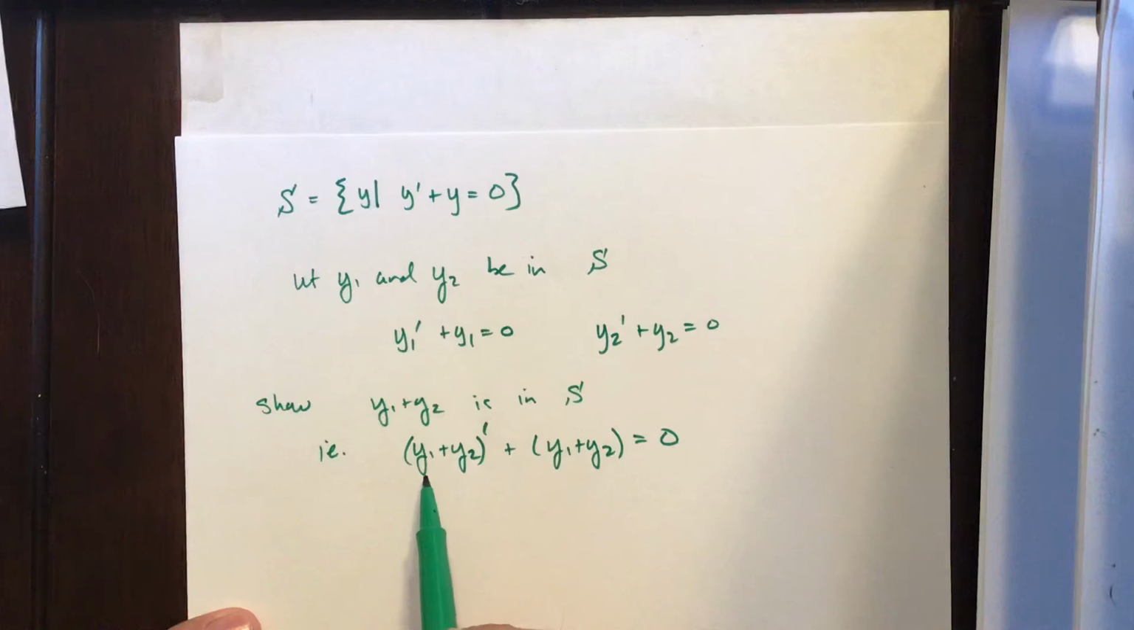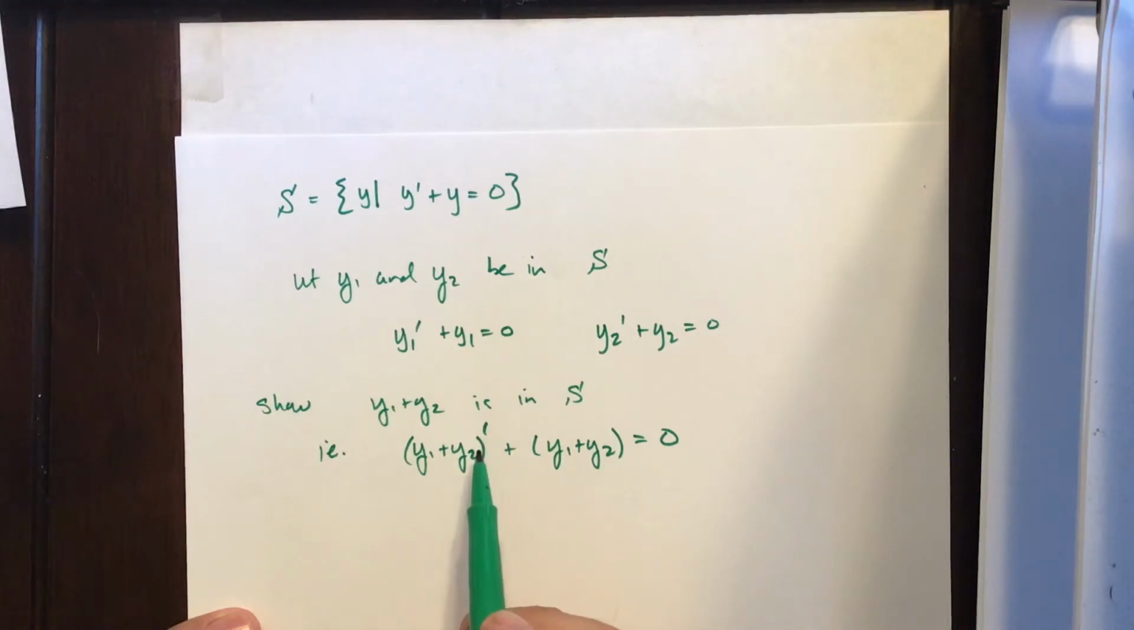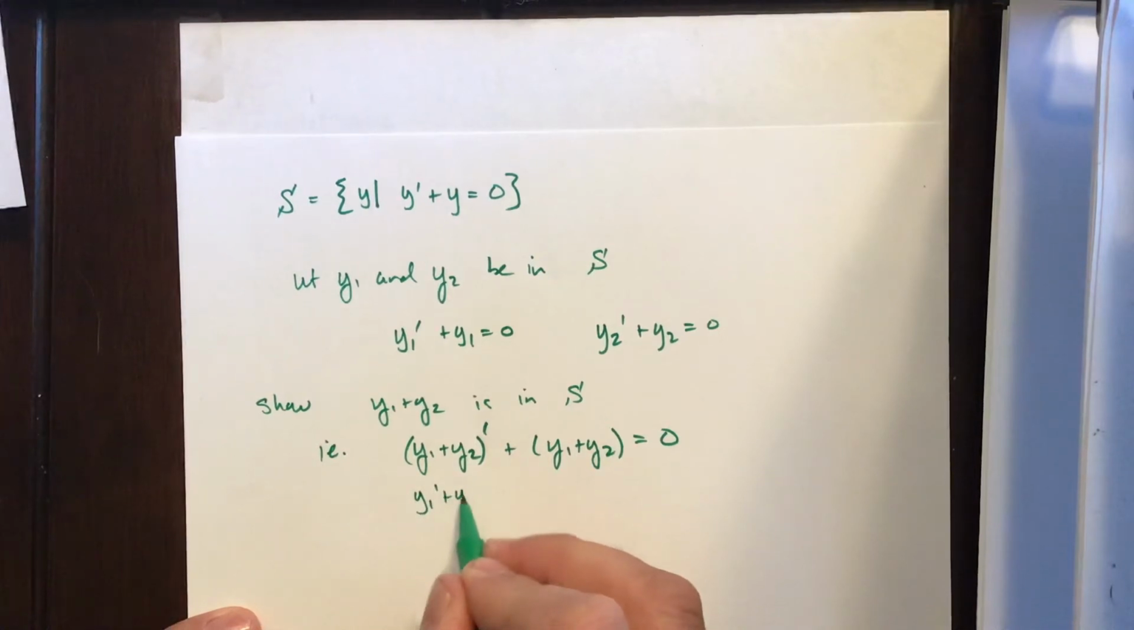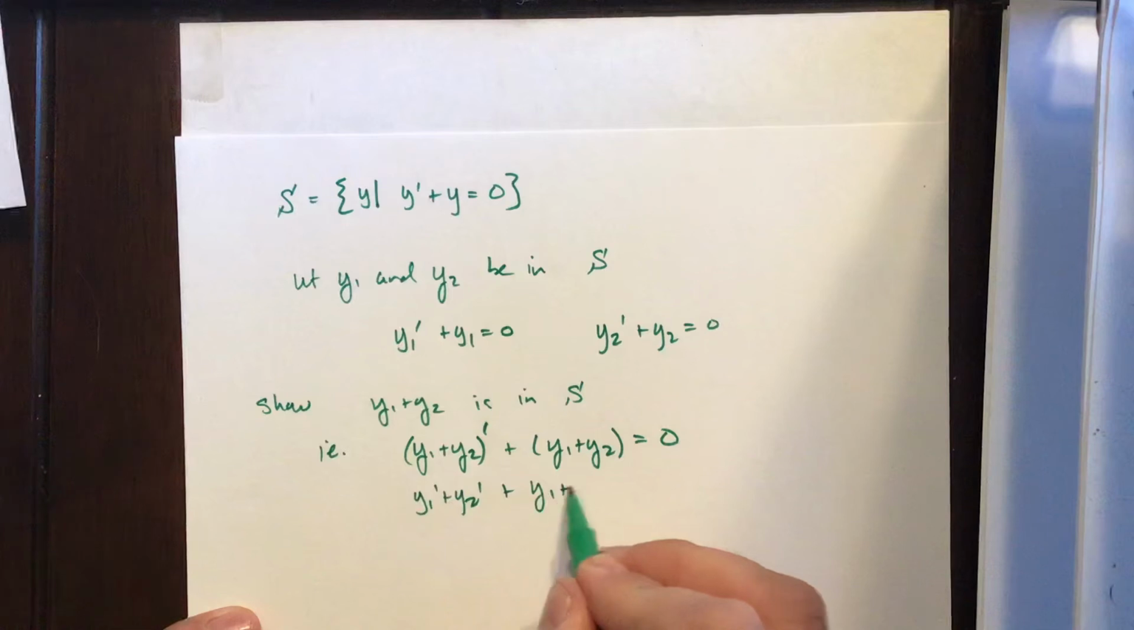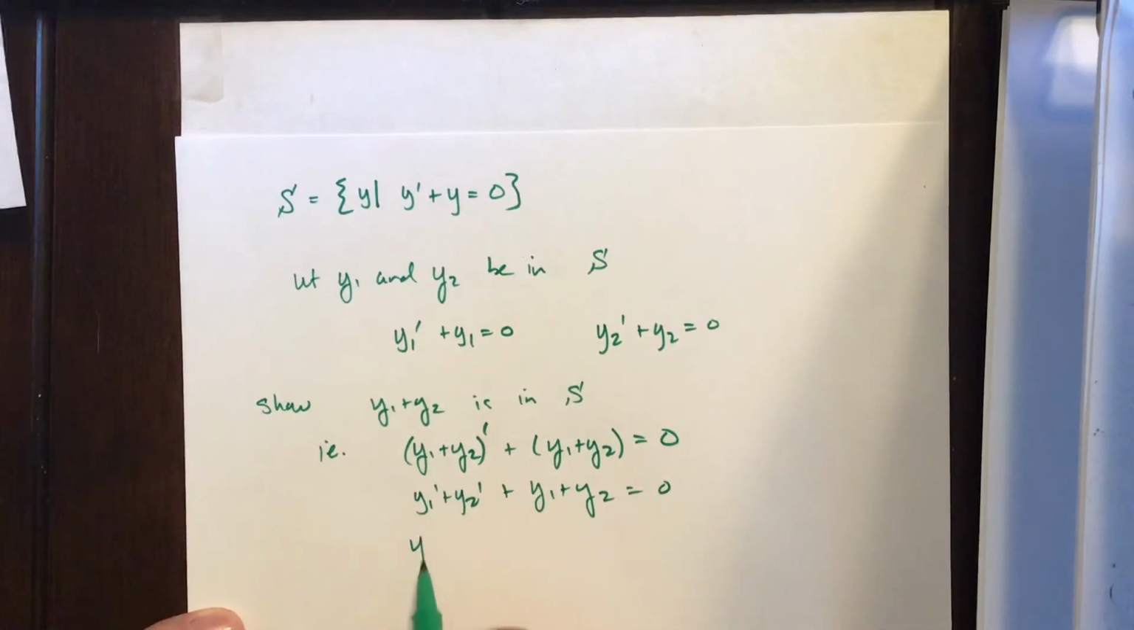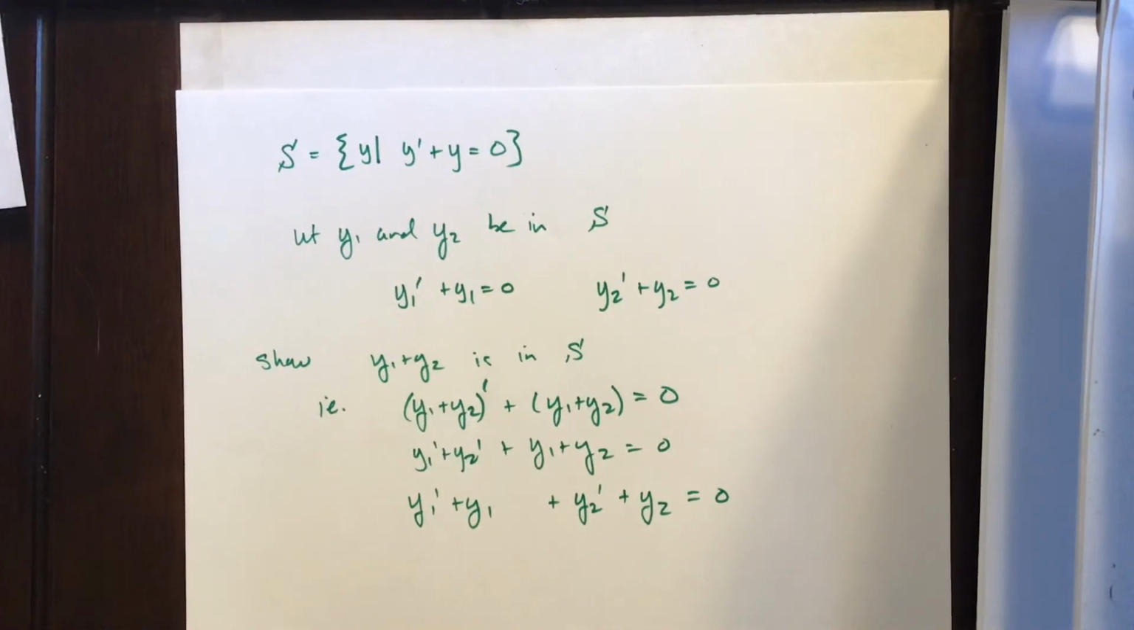We know from the very first week of class that the derivative is a linear operator. So the derivative of the sum is the sum of the derivatives. So that's y1 prime plus y2 prime. This is y1 plus y2. That equals 0. So I can reorganize this. So I have the y2 prime and the y2 together, and the y1 prime and the y1 together. Now by assumption, this right here is equal to 0. By assumption, this right here is equal to 0. Okay, that's what it meant for y1 and y2 to be in S. And 0 plus 0 is 0, so this is a true statement. Therefore, y1 plus y2 is in S, and thus S is closed under addition.